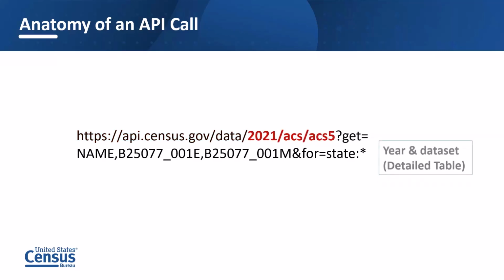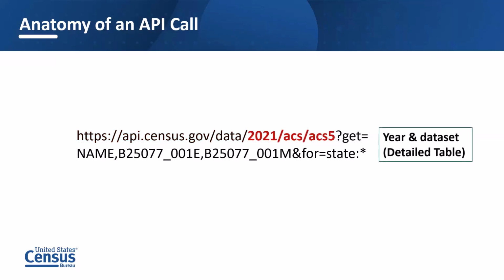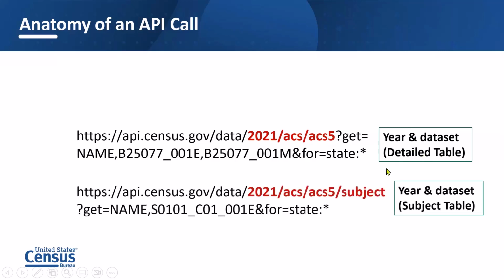Next, you add the year and the data set. For this API call, I'm using 2021 as the year and the American Community Survey 5-year estimates for detailed tables. So you see I have 2021 ACS 5, that's 5-year, ACS detailed table. You can make API calls for other ACS tables. For example, here's the API call for the ACS 5-year subject table. It's the same as the previous call, but it includes the word subject in it.